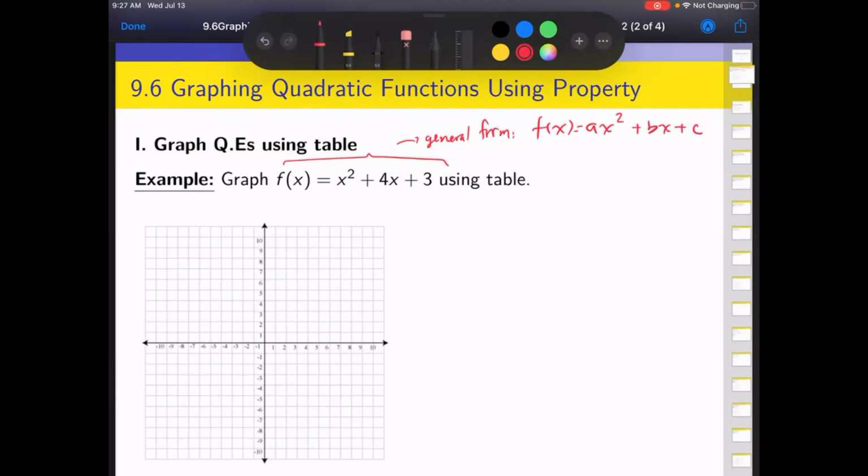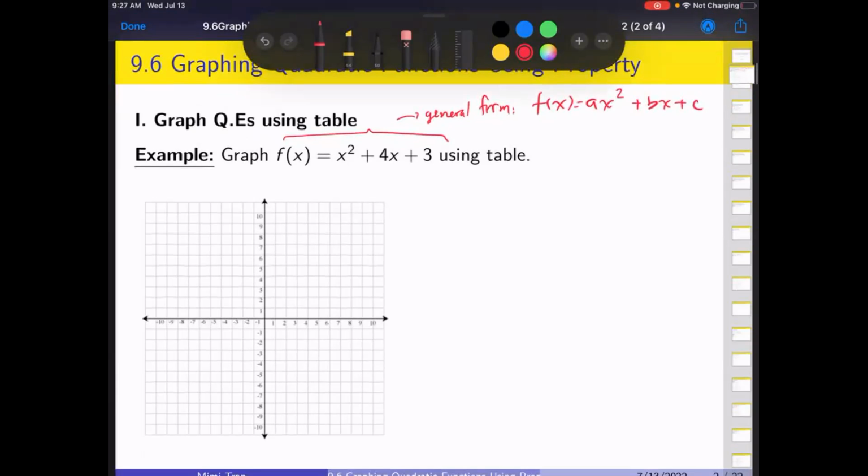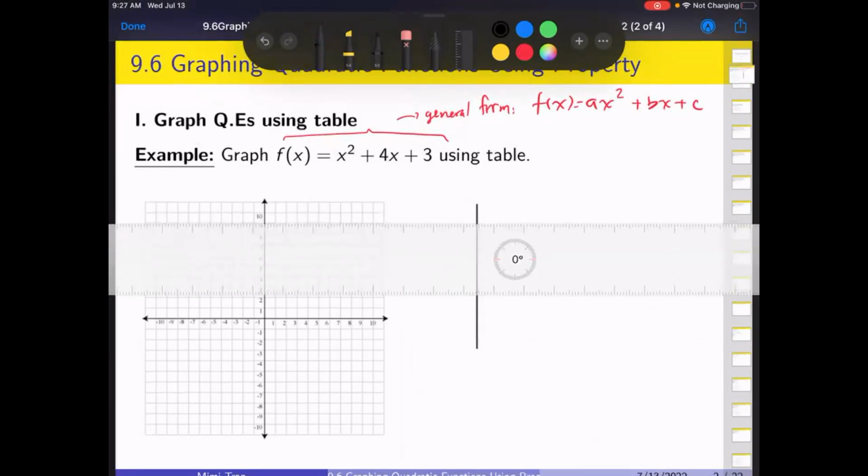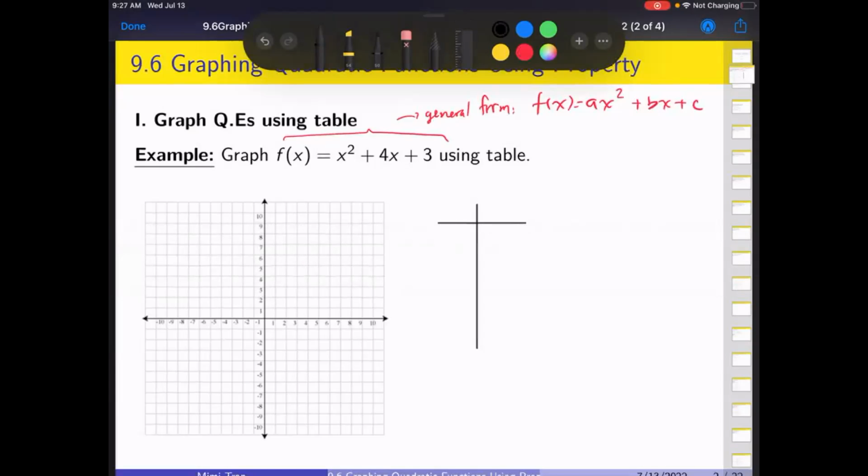To graph this one, the first method is you use a table. You guys learned this in 661, right? It's not my favorite, but it works everywhere. So let's introduce that. Using the table, x and f of x. I'm gonna pick 5 points. So say -2, -1, 0, 1, 2.